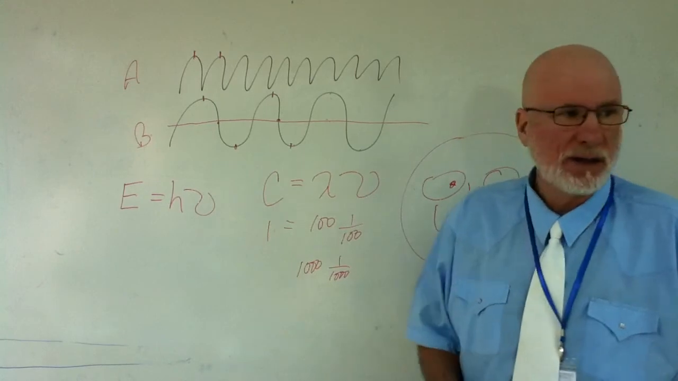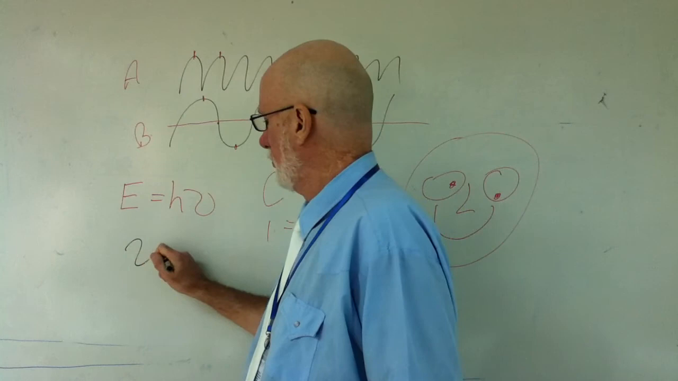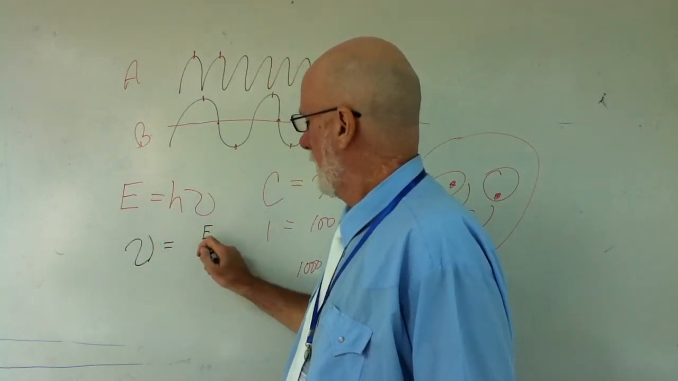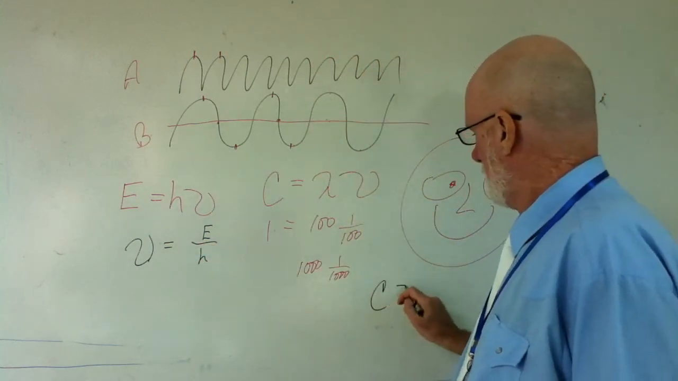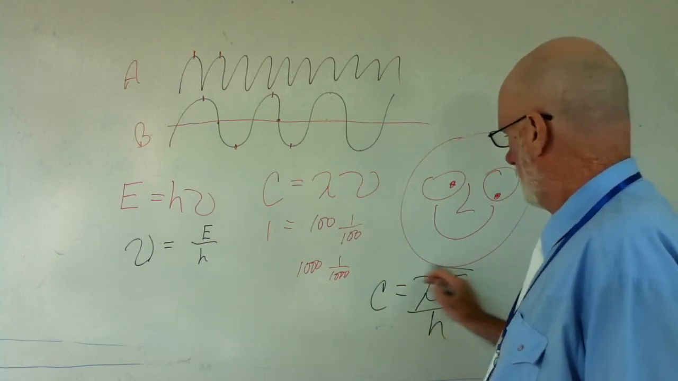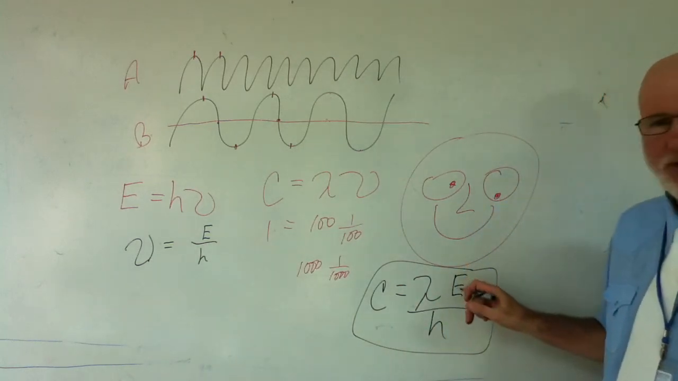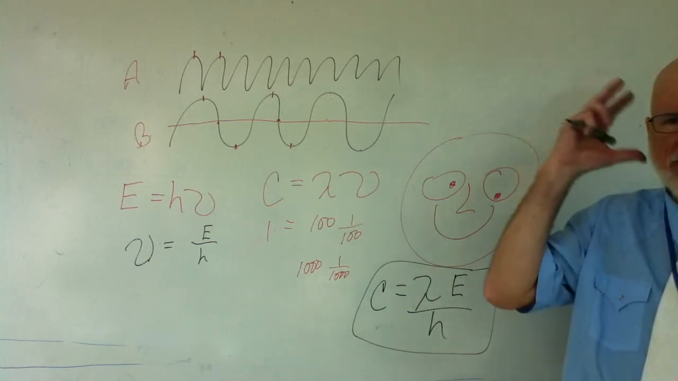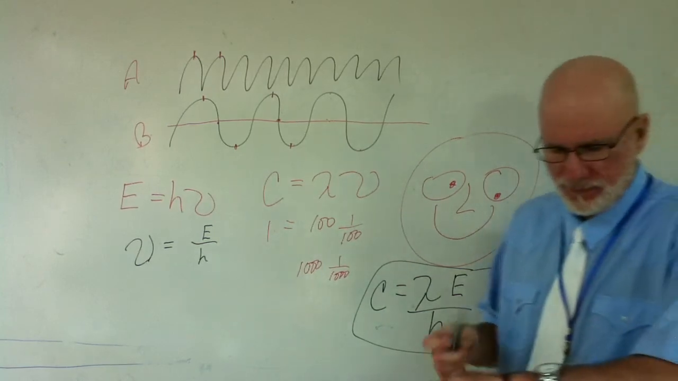And you could actually, if you wanted to go a little bit nutty, say nu equals what? E over h, right? And then you could go c equals lambda E over h. You want to go really crazy. And then you could fit in for E and do some other things, and all of a sudden you have the Schrodinger equation. Cool, huh?